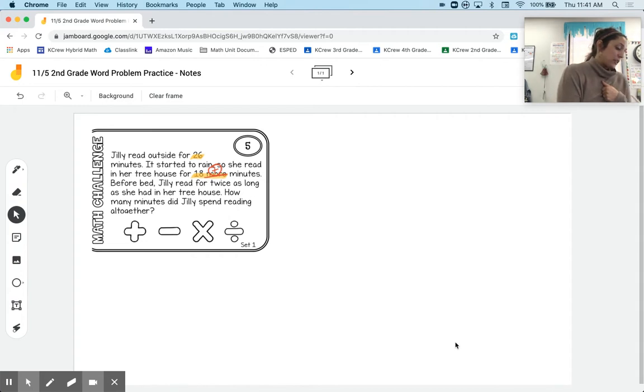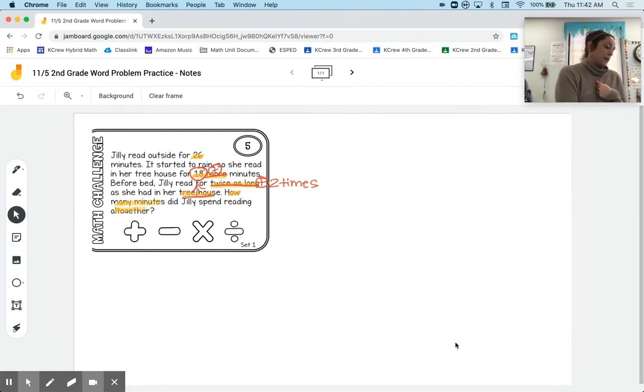Before bed, Jilly read for twice as long as she had in her treehouse. So twice as long actually means that I'm going to add 2 times the amount from the treehouse, which is 18, so that way I can remember. How many minutes did Jilly spend reading all together?